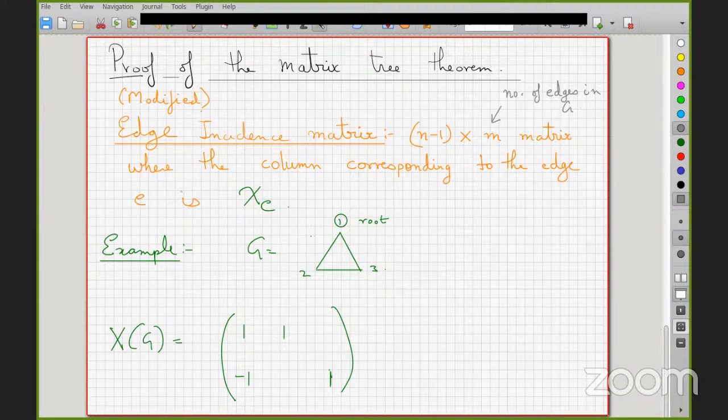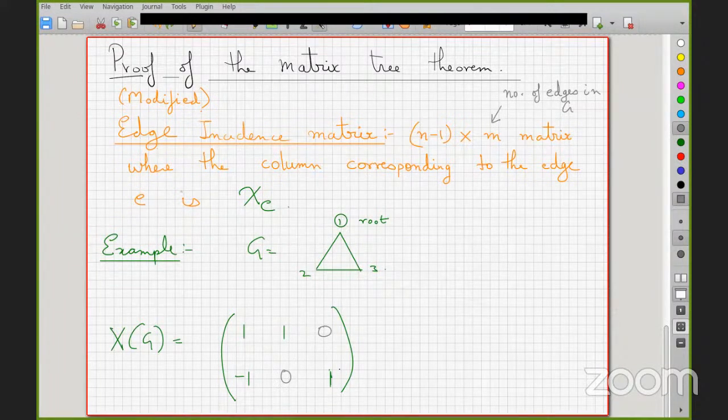Okay, so here's an example. I take this graph G with vertices 1, 2, 3. I assume that this is the direction also, so you go from the smaller to the larger one, and I put 1 as the root. So then what is my edge incidence matrix? In this case, it's a 2 cross 3 matrix. The edge 2, 3 gets a 1, minus 1. The edge 1, 2 gets a 1, 0. And the edge 1, 3 gets a 0, 1.